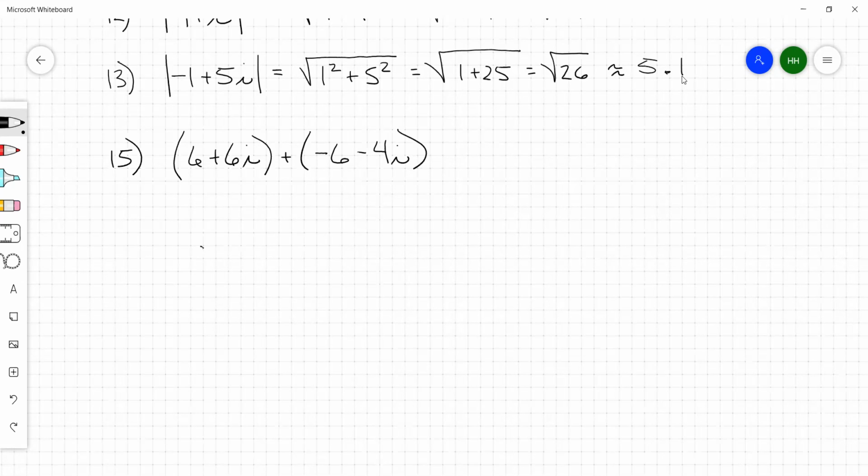So we combine like terms. We take this 6 plus negative 6. 6 plus negative 6, that's equal to 0. And then we take this 6i plus negative 4i. And that gives us a positive 2i. So 0 plus 2i. Or you may see it as just 2i.